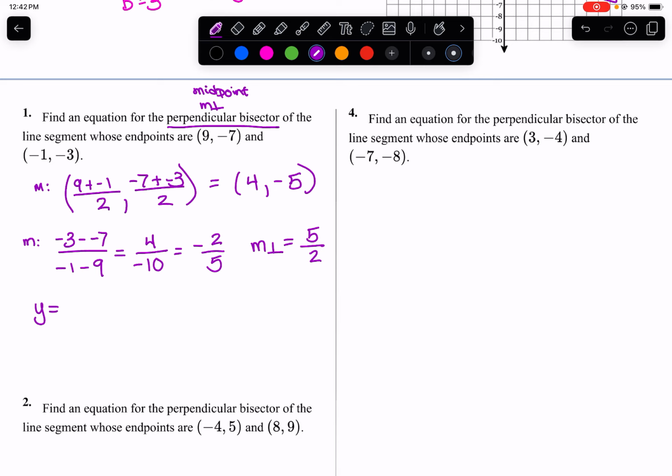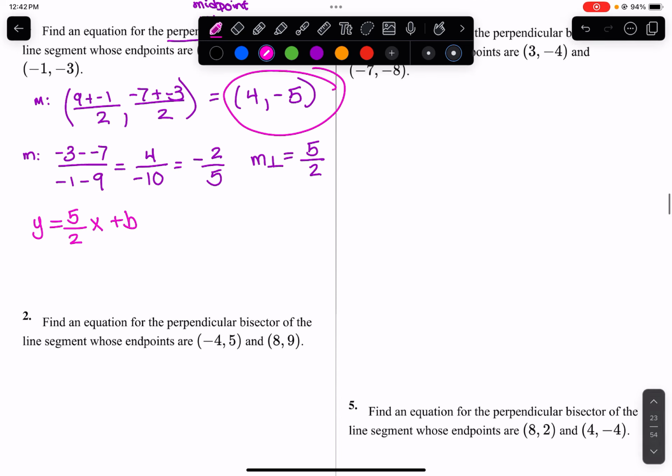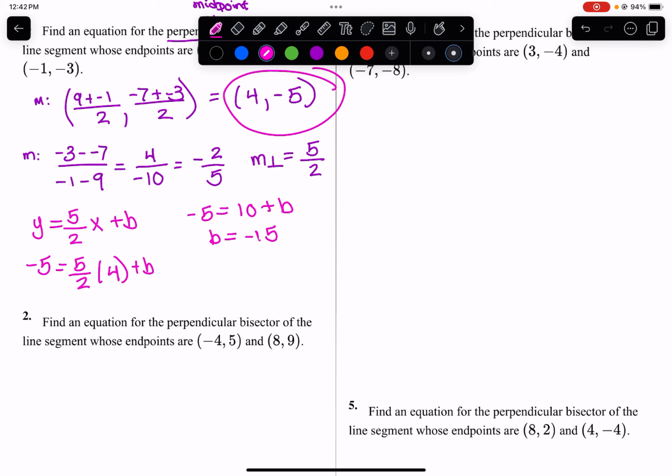So now we want y equals mx plus b. Well, I know that m must be 5 over 2, but I don't know what b is, but I do know that it needs to go through this point. So -5 is equal to 5 over 2 times 4 plus b. Negative 5 is equal to 10 plus b. b is equal to negative 15. So therefore, my equation of the line will be y equals 5 over 2 x minus 15.